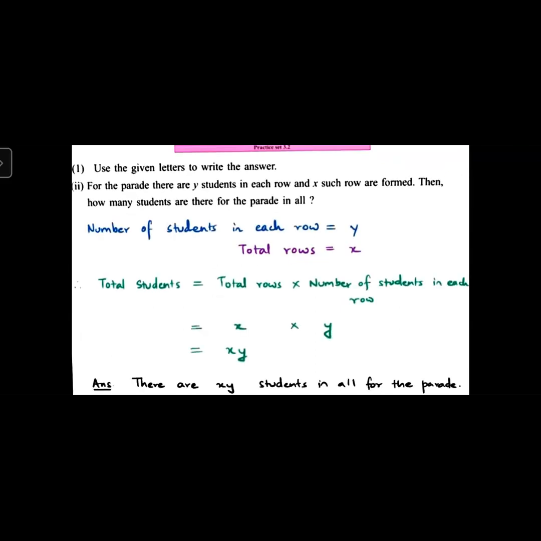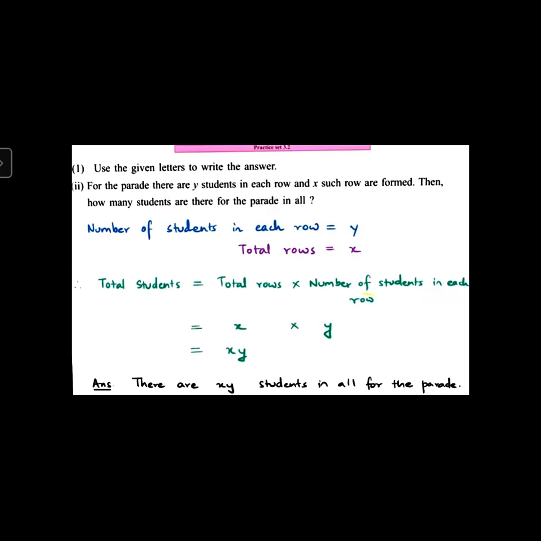So the answer should be written in this way. Number of students in each row is Y. Total rows is equal to X. Total students is equal to total rows multiplied by number of students in each row. Number of students in each row, you can say number of columns also. So therefore it is equal to X multiplied by Y. Quite simple, is equal to XY. Therefore there are XY students in all for the parade.